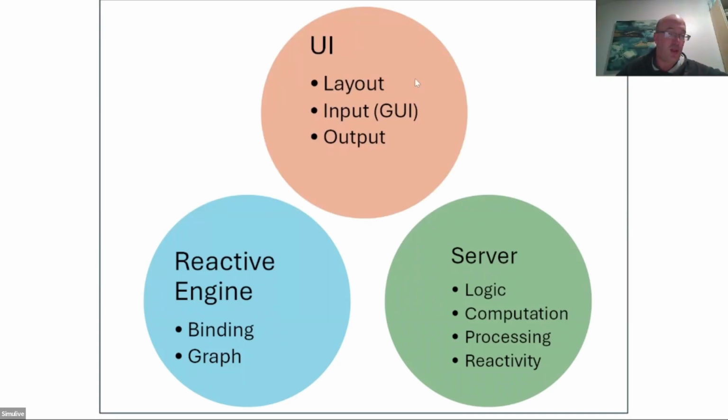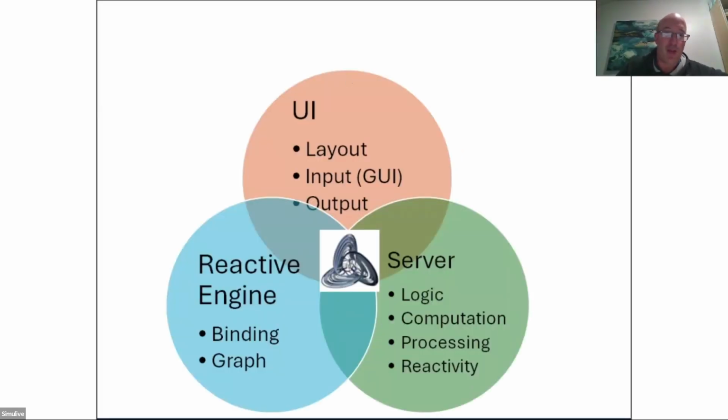It also got a lot of popularity because it suggests a very simple and perhaps intuitive structure. We have the UI, which is in charge of the layout, right? The inputs, the GUI, and the output. We have the server that takes care of the logic, the computation, the processing, the reactivity. And in between, we have the reactive engine, which is in charge of the binding and the graph of the connection between the UI and server. Even though here I plot them as separate non-overlapping circles, in reality, they are overlapping and intertwined within each other, which sometimes creates complexities.